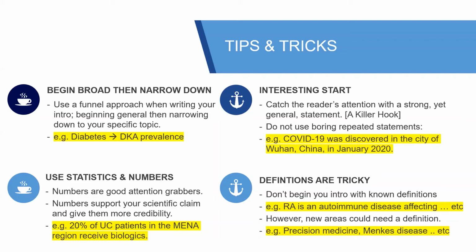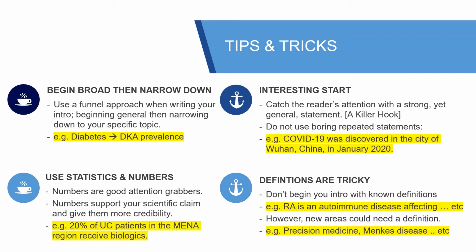And please take care about definitions. A lot tend to begin their introduction sections with definitions. Please, if your disease area is well known, do not begin your introduction with known definitions. So for example, rheumatoid arthritis is an autoimmune disease affecting the joints and so on. This is a very uninteresting definition that shows that there is a lack of excitement in the first statement that may reflect on the rest of the study.